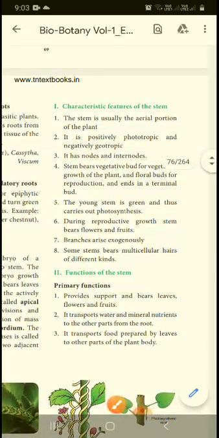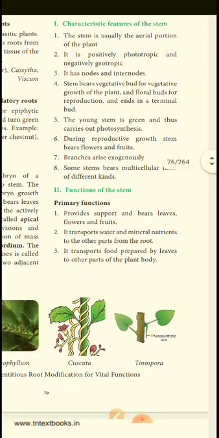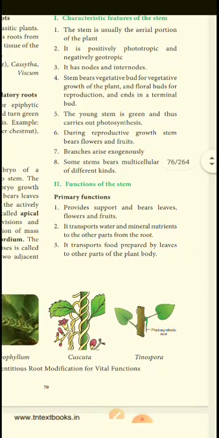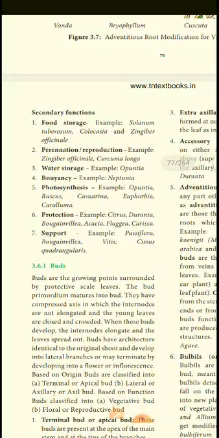Now the characteristic features of the stem. The stem is the aerial portion only. What is the function of the stem? It transfers materials from the root and the prepared food to other parts of the body. The secondary functions are food storage and water storage. They then give the food storage examples.